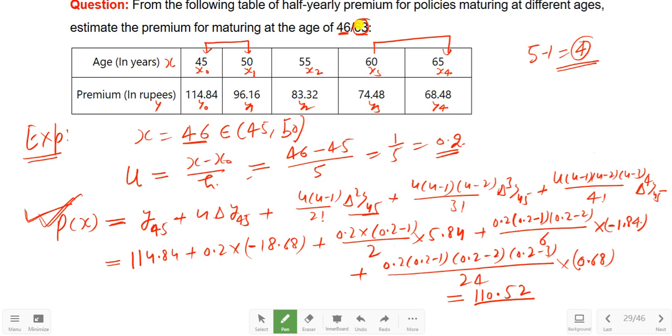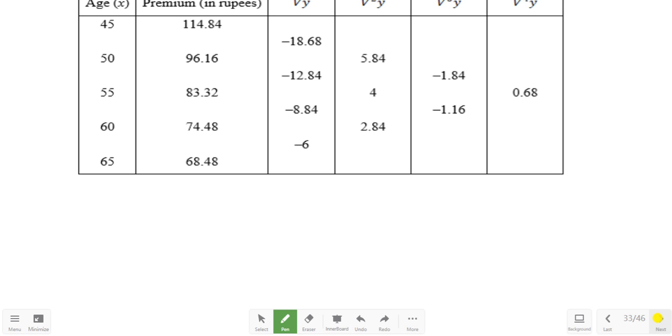So compute the backward difference table. In this way, the age is denoted by x0, x1, x2, x3, x4, and these are the y values, that is, the premium in rupees, denoted by y.